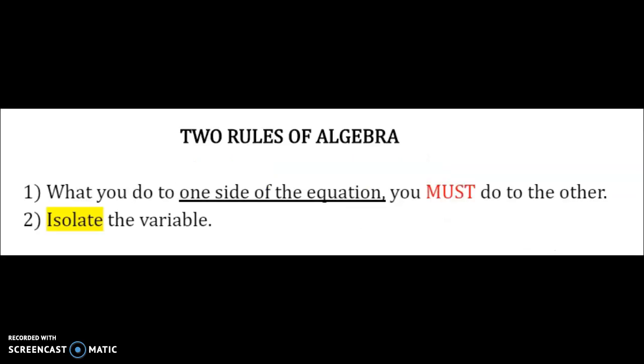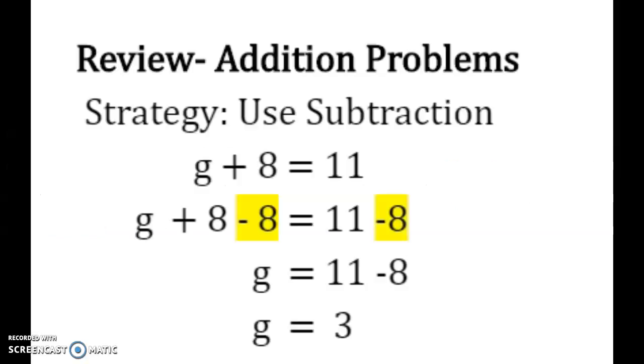As you will remember, we had two rules of algebra that were very important that I hope you take with you wherever you go. The first is that what you do to one side of the equation you must do to the other. You also learned that you had to isolate, or get the variable by itself. We did a lot of that last week as we learned how to do addition and subtraction problems. Let's go over those again.